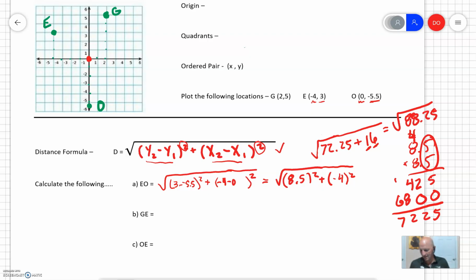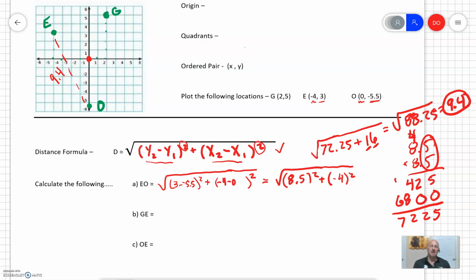The square root of, all calculators are different. I'm hoping you probably have a calculator on your device or some app that you can download. That would be outstanding. But we want the square root of 88.25, which rounded to the nearest tenth is 9.4. So what we just found on our graph from E to O, not the greatest straight line I've ever drawn. That exact distance is 9.4. I shouldn't say exact, that estimated distance is 9.4.